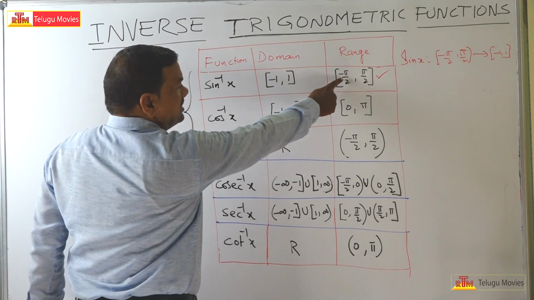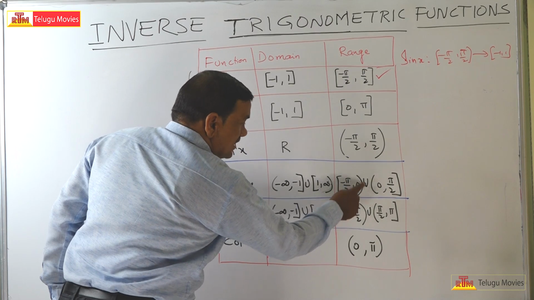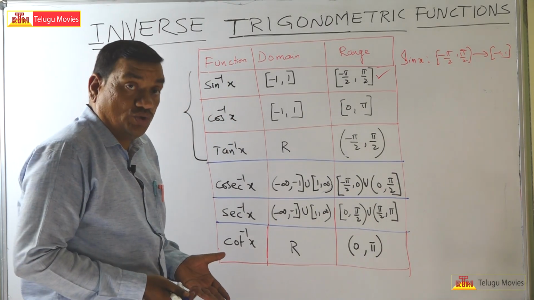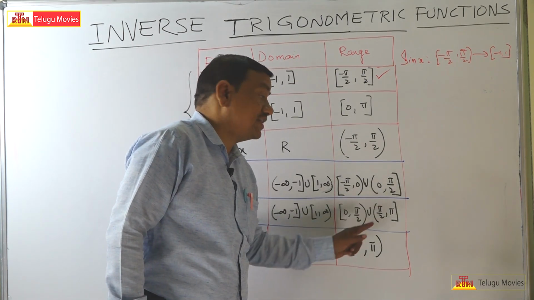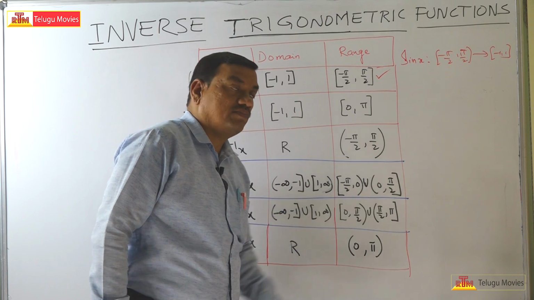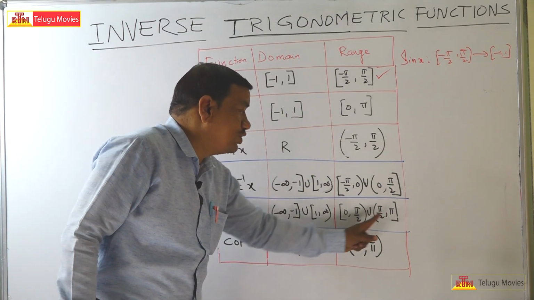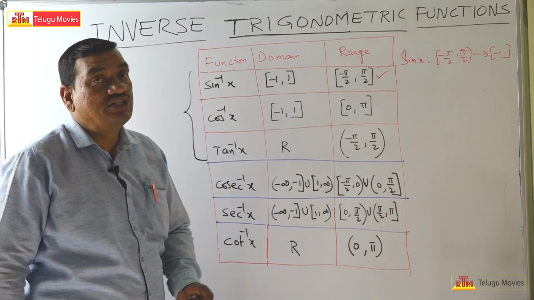Now here, what is the range? Minus pi by 2 to plus pi by 2, the same range, but except 0. That's why I have written an open bracket here. Open bracket means you should not take that point, you should not take 0. That's why the union of this interval. Here also it is 0 to pi, except pi by 2, because at pi by 2 the function is not defined.